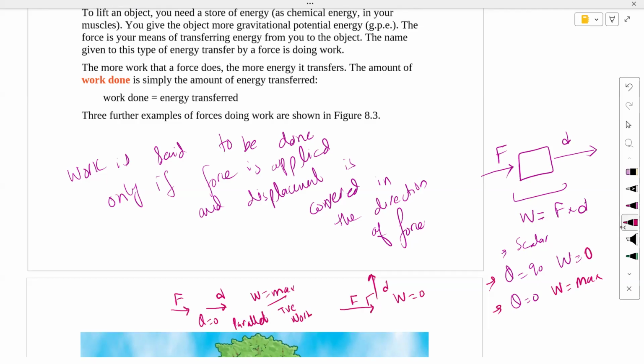And negative work कब होता है? कि when force is applied in this direction and displacement is covering in the opposite direction. That is 180 degrees पे हो रहा होता है. That is known as negative work. Okay?